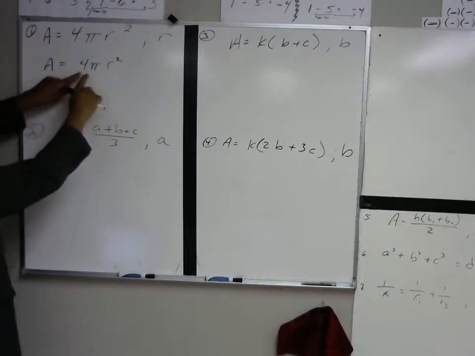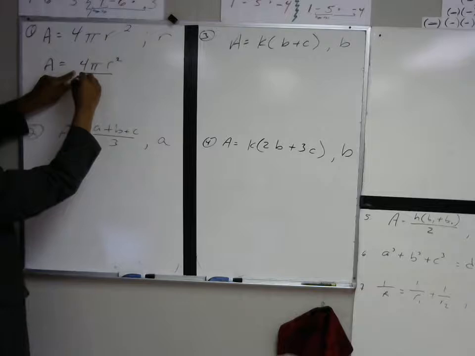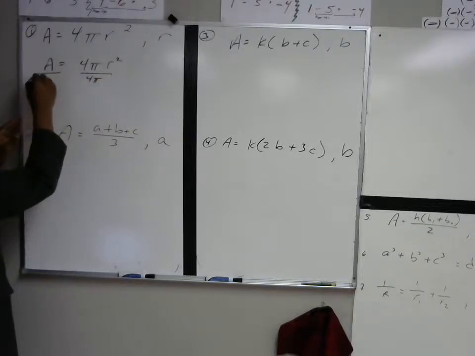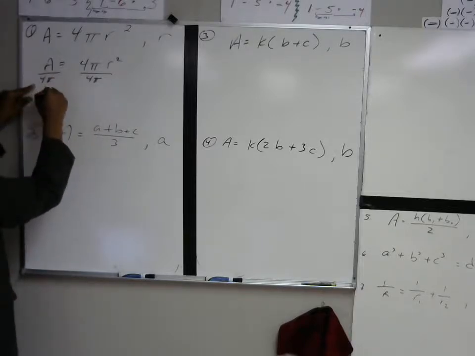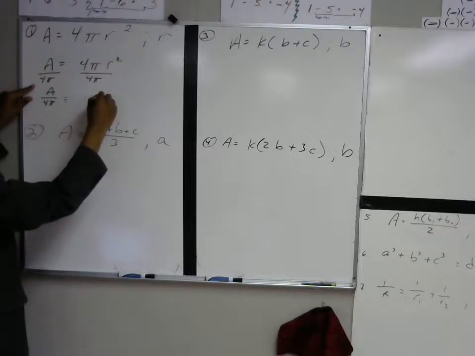And what we have here, we'll get rid of the multiplying 4 and pi. So we're going to use a dividing 4 and pi over here, a dividing 4 and pi. From there, this becomes A over 4 and pi. These two cancel. We end up with R to the second power.